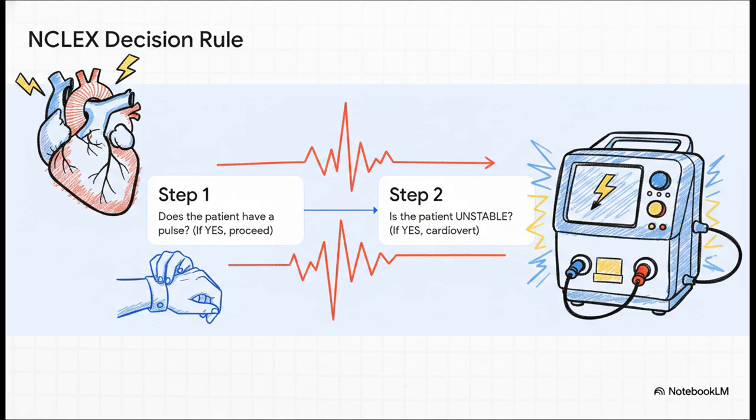Every single time you see a fast heart rhythm in an NCLEX question, first you ask, is there a pulse? If the answer is yes, you immediately go to step two. Is this patient showing any signs of being unstable? If the answer is yes again, boom, your answer is synchronized cardioversion.